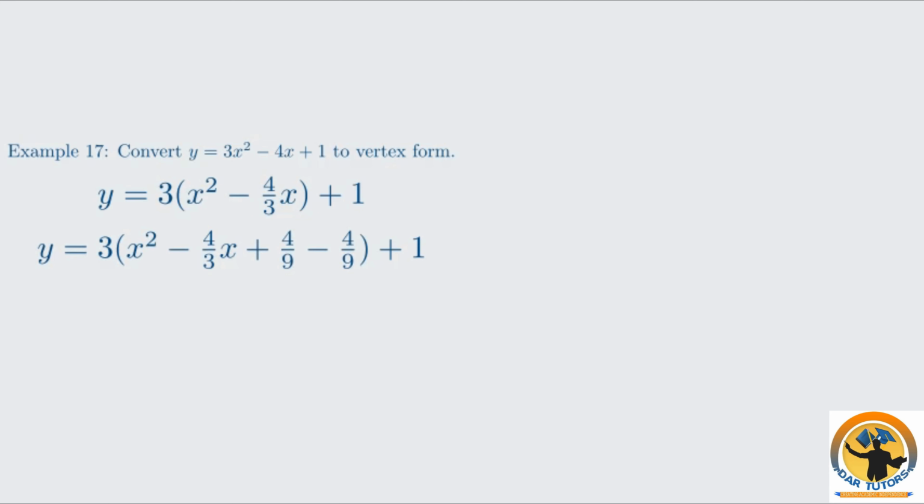This gives y = 3 times the quantity (x² - 4/3 x + 4/9 - 4/9 + 1). The perfect square is (x - 2/3)². We multiply the -4/9 by the 3 outside the brackets, which gives -4/3. Then we add the 1. This simplifies to y = 3(x - 2/3)² - 1/3. From this vertex form, we can see the vertex is at (2/3, -1/3).